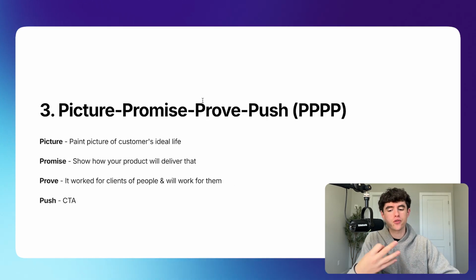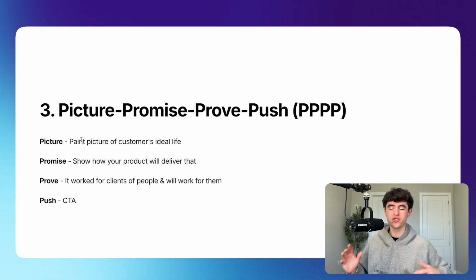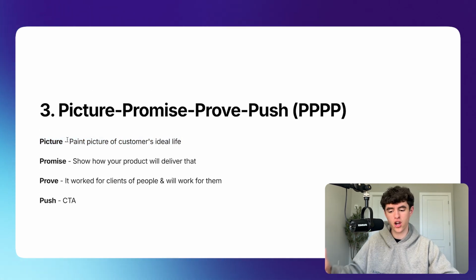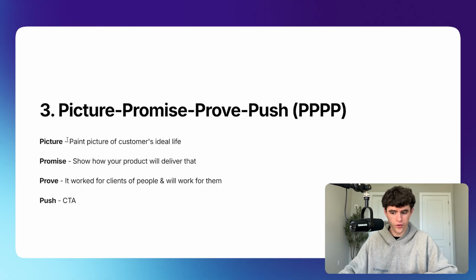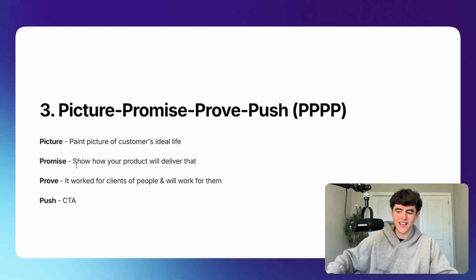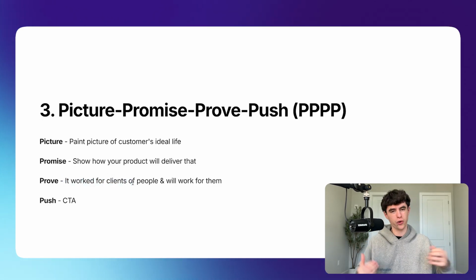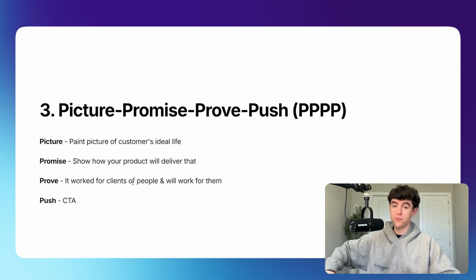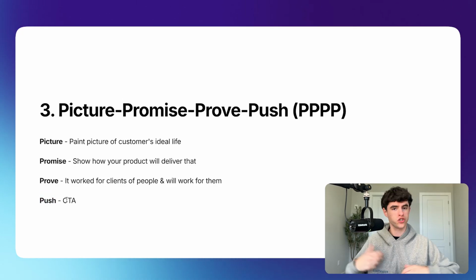And for number 3, you have the picture, promise, prove, push framework. Say that 4 times fast. Number 1, in the hook, you're going to introduce the picture. So paint the picture of your customer's ideal life, right? Getting top dollar for their home in as little time as possible for any sort of seller, right? Promise, so show how your product will actually deliver on that. Then you have the proving section. This is where you're showing your case studies, your testimonials. It worked for people previously, in exactly your condition, and it will actually work for you. And then the push is just pushing on the CTA. Book a call with me. Let's talk.